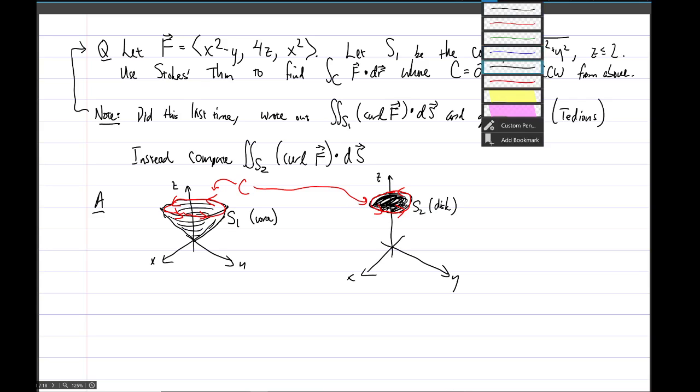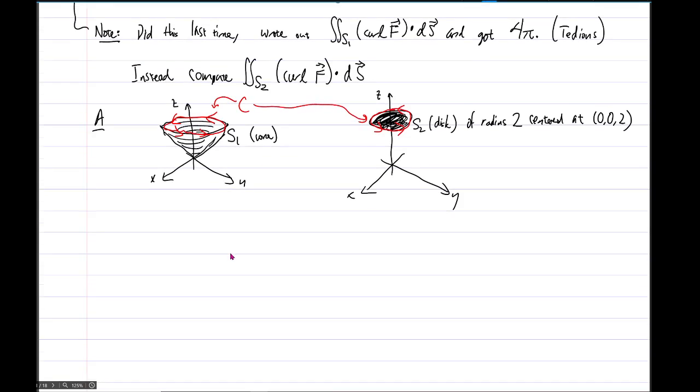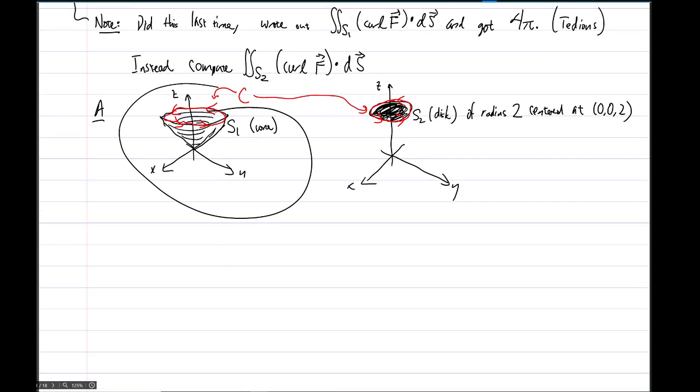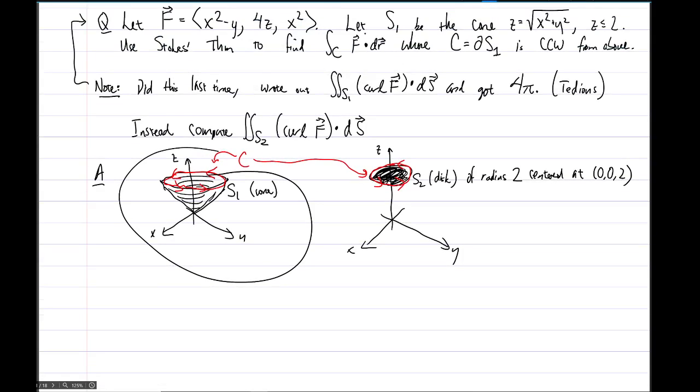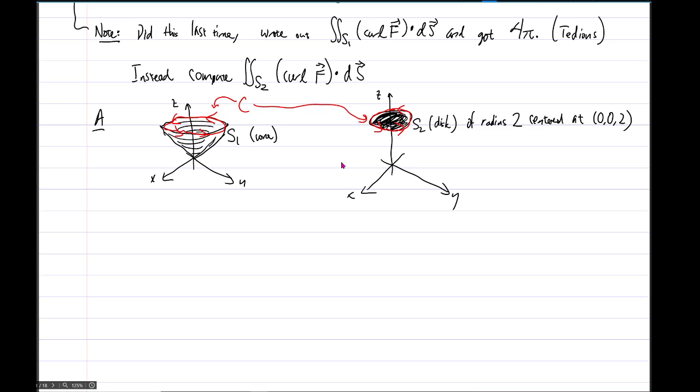Because I don't think my picture is very good, let me clarify what this is. This is a filled-in circle, a disk of radius 2, centered at the point (0, 0, 2). So here's what we'll do: instead of looking at the original problem, and instead of doing the line integral directly, we're going to apply Stokes' theorem again. We're going to set up basically an integral that looks like this, except over S2 instead of S1.